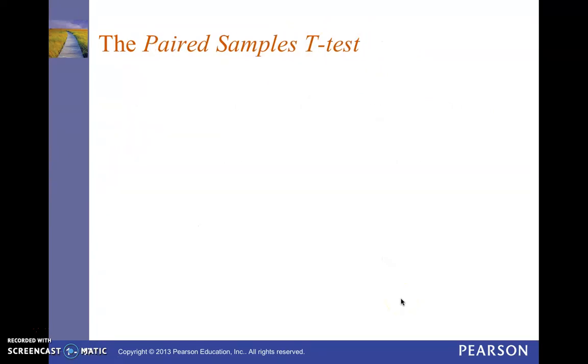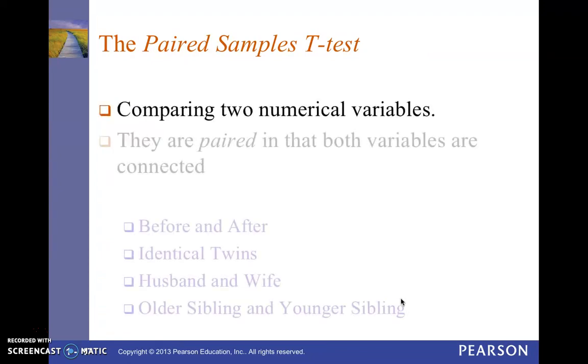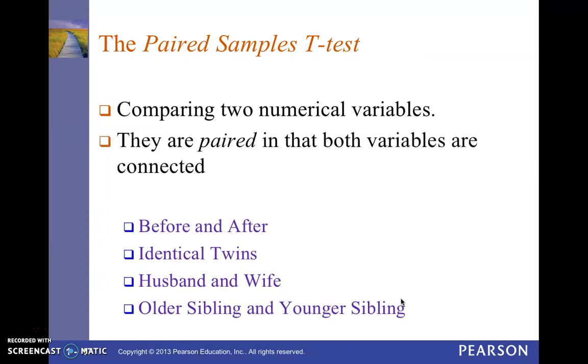And finally, there's something called the paired samples t-test. Here we're comparing two numerical variables. They are paired in the sense that both variables are connected. So you have to be careful not to confuse this with the independent samples t-test because it's different. You might have two means, but in this case they're connected. So we might have the same people, but we're looking at before and after scores.